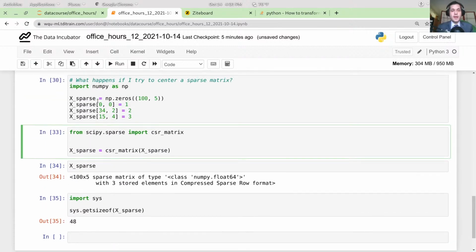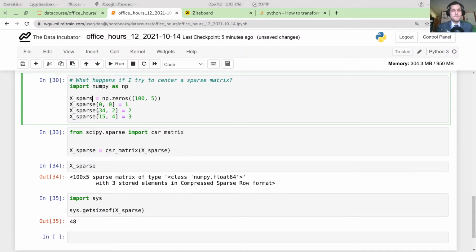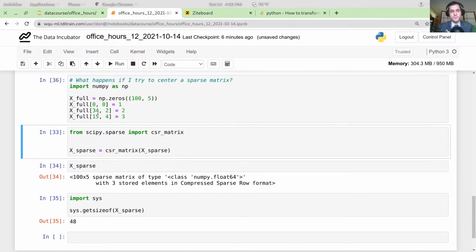Let's do this before and after, right? I'll call this full. We'll make some changes here. Call that full, and I'll call this full as well, or I'll make sure I change that to full.